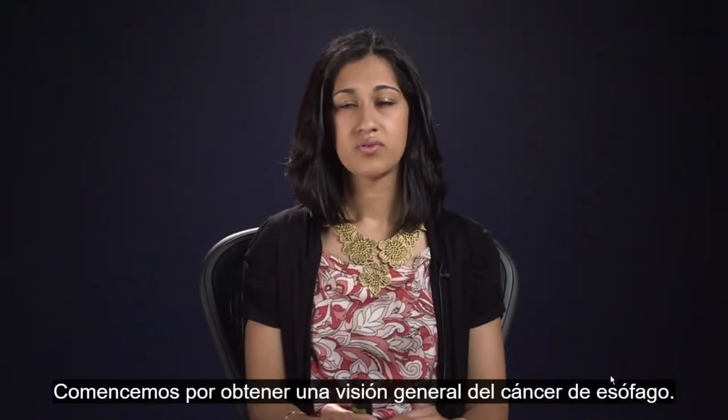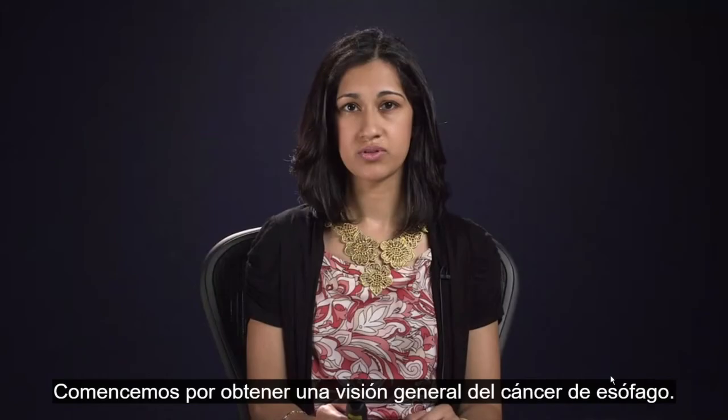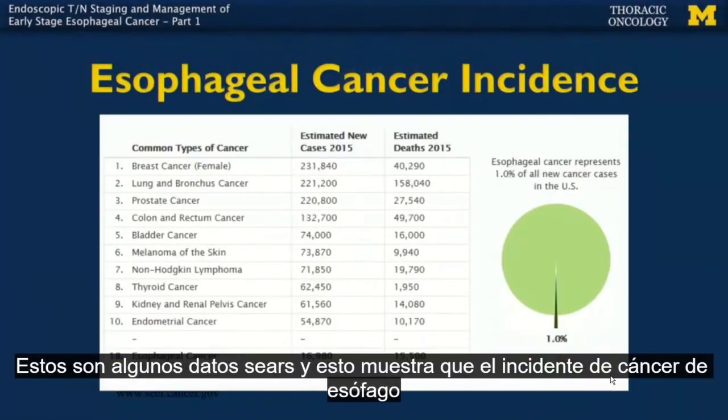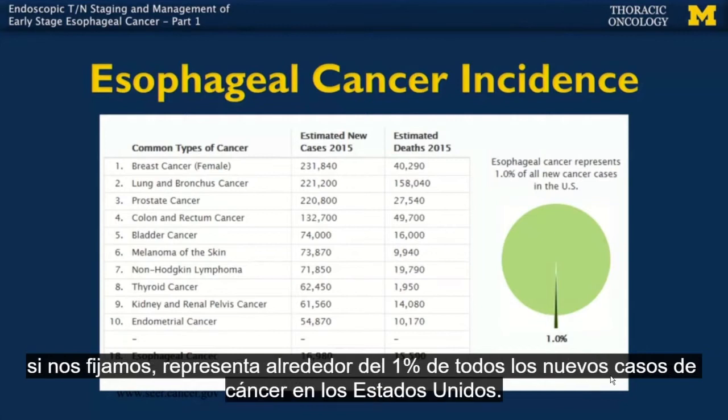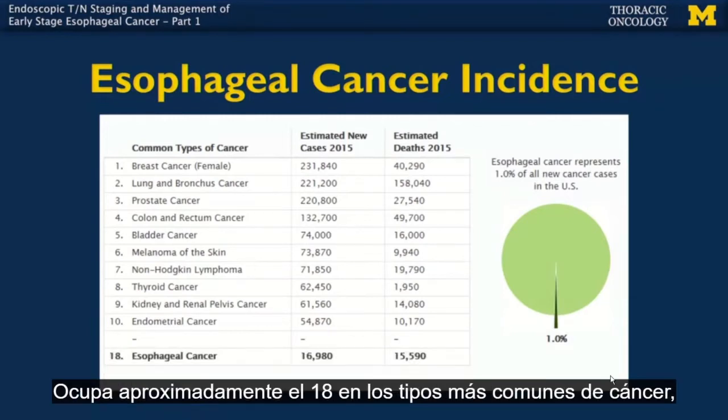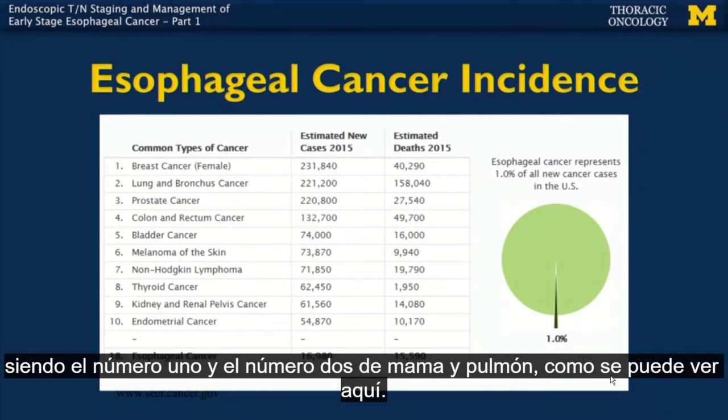Let's start out by sort of giving an overview of esophageal cancer. This is some SEER data, and this shows that the incidence of esophageal cancer represents about 1% of all the new cancer cases in the United States. It ranks about 18th in the most common types of cancer, with number 1 and number 2 being breast and lung, as you can see here.